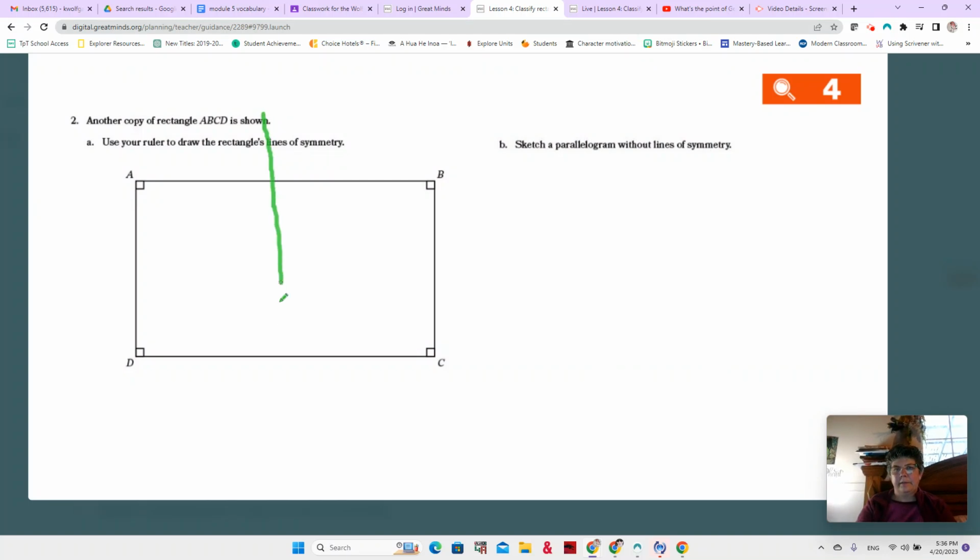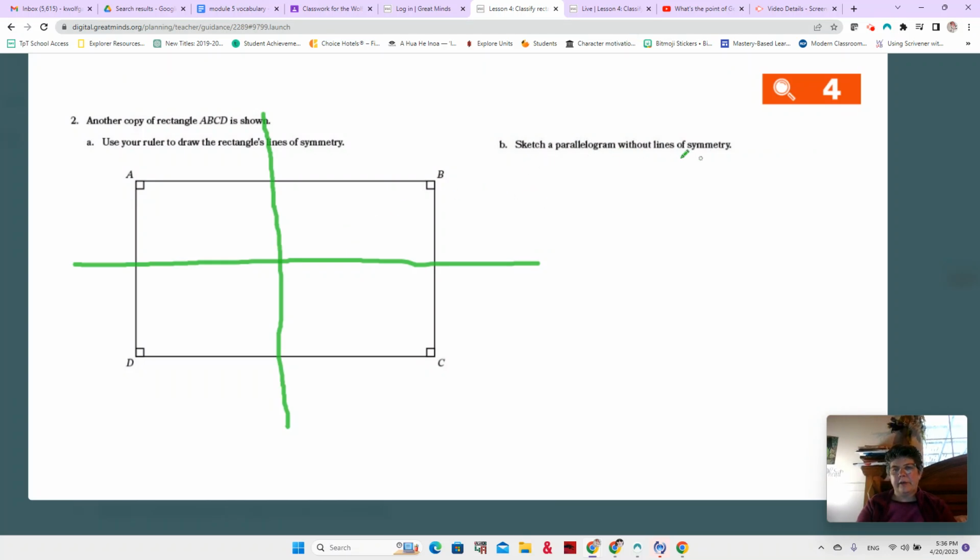Right here. See that? We have 2 squares on either side, and also right here. Now mine's not perfect and yours probably not going to be perfect either, but you could see that you could fold the top and the bottom, and you can fold the left and the right side.